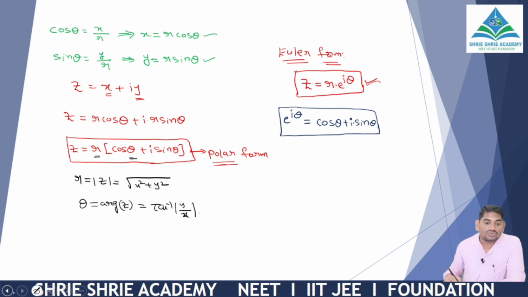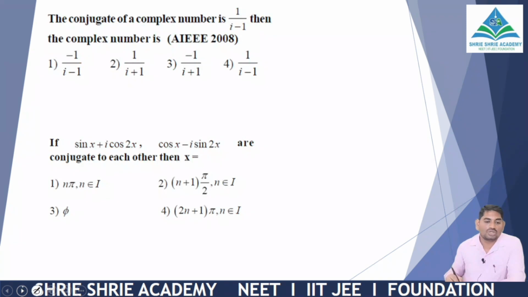Students, this topic is very clear. So then we will move on to some numericals. Let me discuss some numericals in this topic. See the first question: the conjugate of a complex number is 1 by iota minus 1, then the complex number is dash.